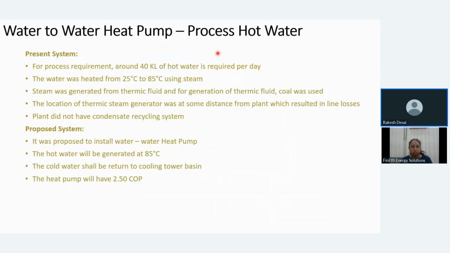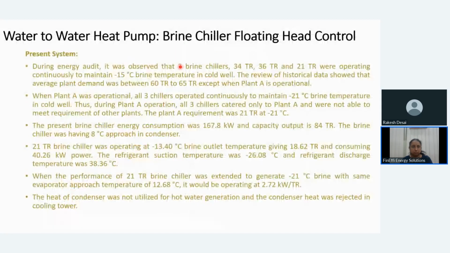Water to water, first case study was about generation of process hot water at 85 degrees centigrade for a chemical factory. Second, a water heat pump for brine chiller floating head control, where a heat pump would be used to maintain a constant condensing pressure in the brine condenser and also to generate hot water as an outcome of the heat pump to meet the hot water requirement of the factory.